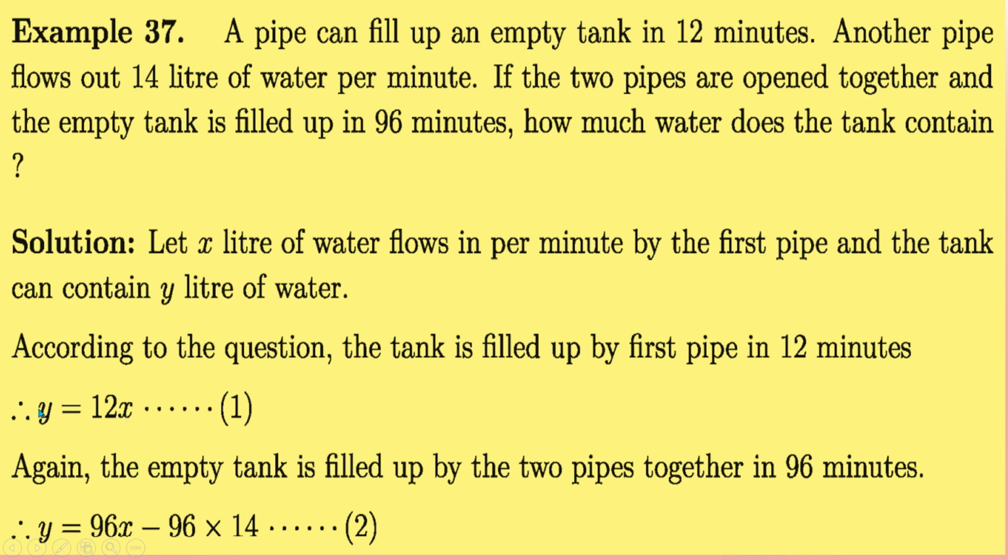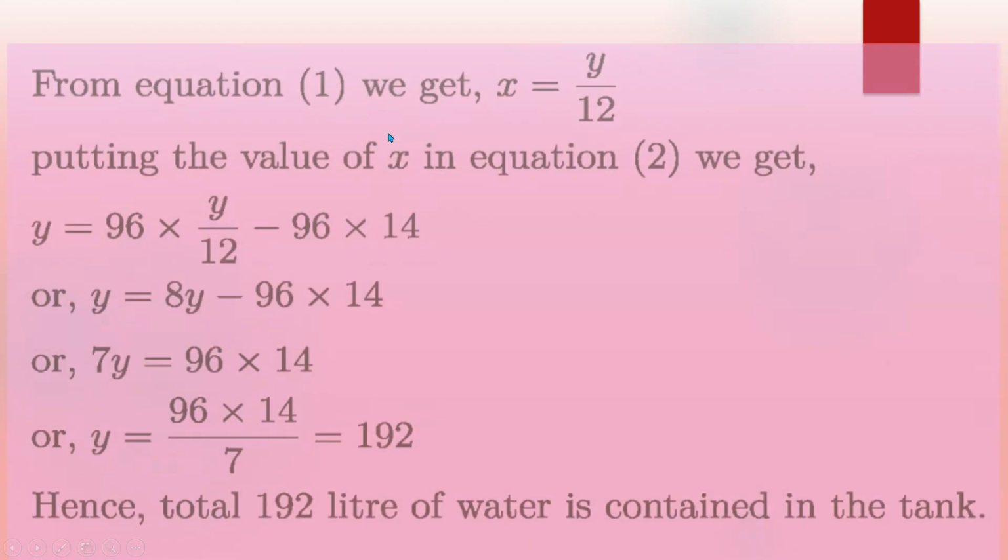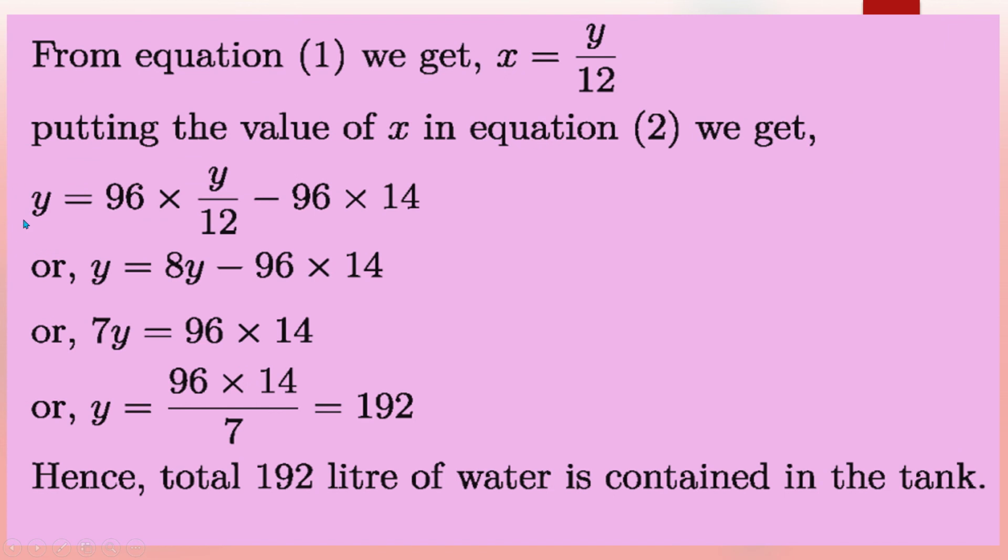Now from 1 we can use x equal to y by 12. Putting the value of x in equation 2, we get y equal to 96 into y divided by 12 minus 96 into 14. After calculating, we get y equal to 96 into 14 by 7, which is equal to 192. Therefore, a total of 192 liters of water is contained in the tank. Okay, this is the required answer.